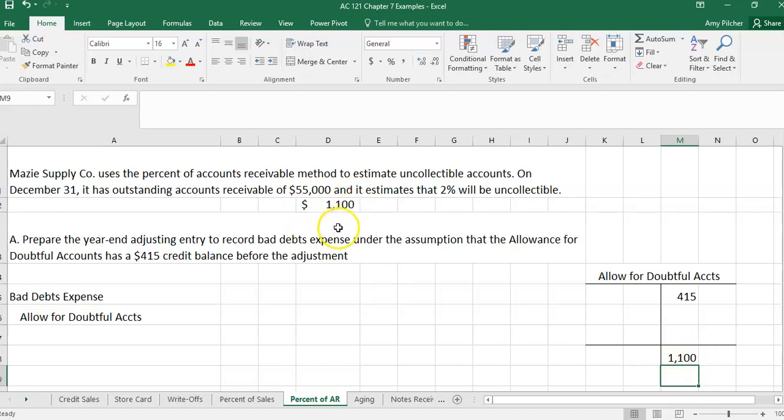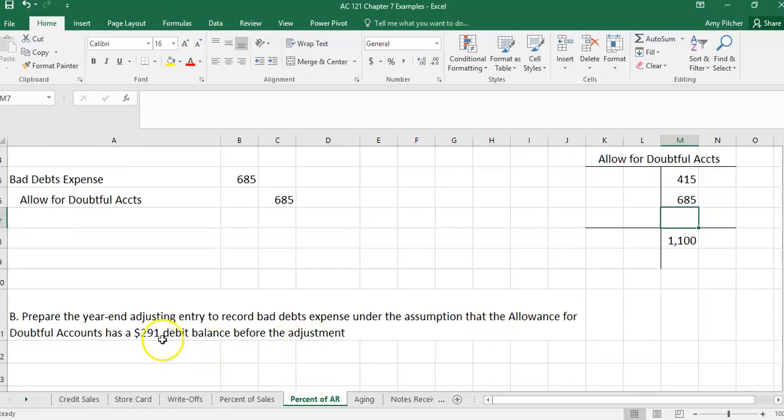So instead of just recording bad debt expense of $1,100, that's the ending balance we want for our allowance for doubtful accounts. So that's the main difference between percent of sales and the accounts receivable method. So the amount that does that is $685. So if we credit our account for $685, they will add together to become $1,100.